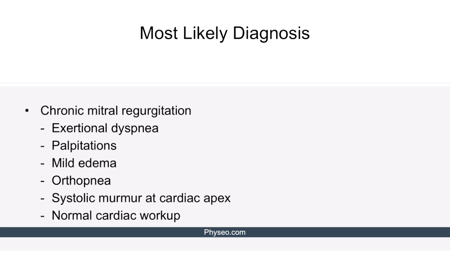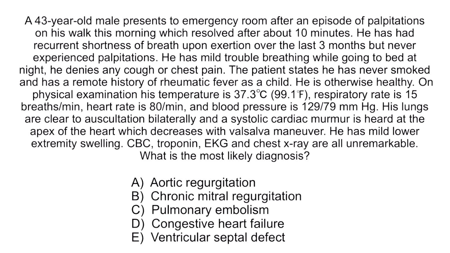Let's explore why. Our patient's exertional dyspnea, palpitations, mild edema, orthopnea, systolic murmur heard at the cardiac apex that decreases with Valsalva and normal cardiac workup makes mitral regurgitation the most likely diagnosis. This diagnosis would need to be confirmed with an echocardiogram. It is also just as useful in preparation to go over why the other answer options are incorrect, so let's do that now.